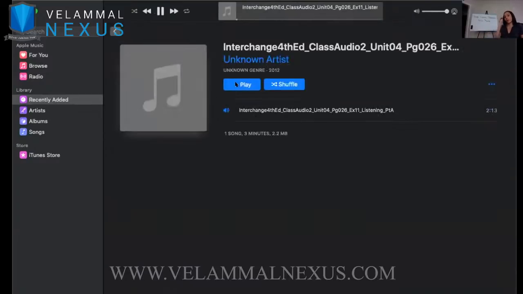Page 26, exercise 11, listening, tempting snacks. Part A, listen to people explain how to make these snacks. Which snack are they talking about? Number the photos from 1 to 4. There is one extra photo.